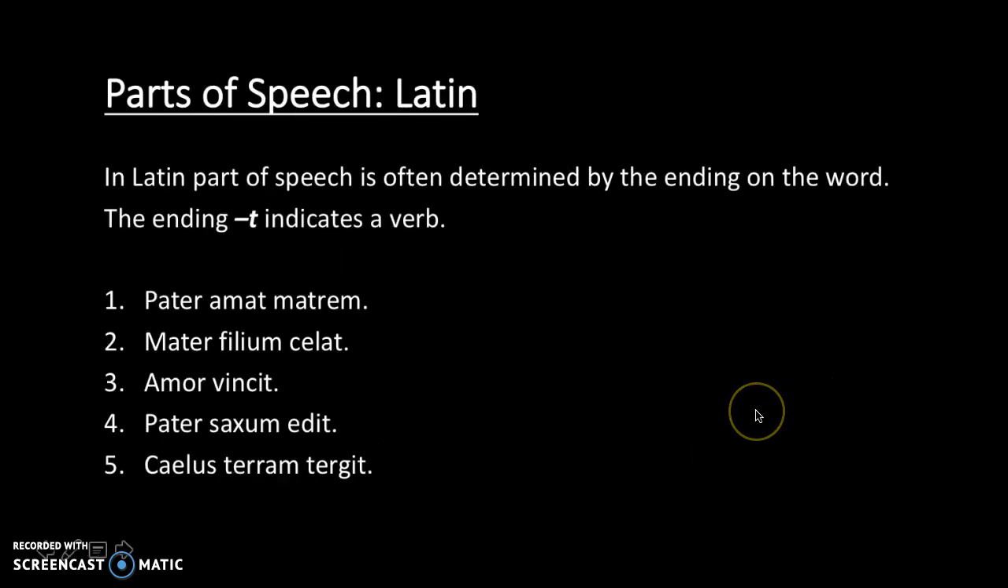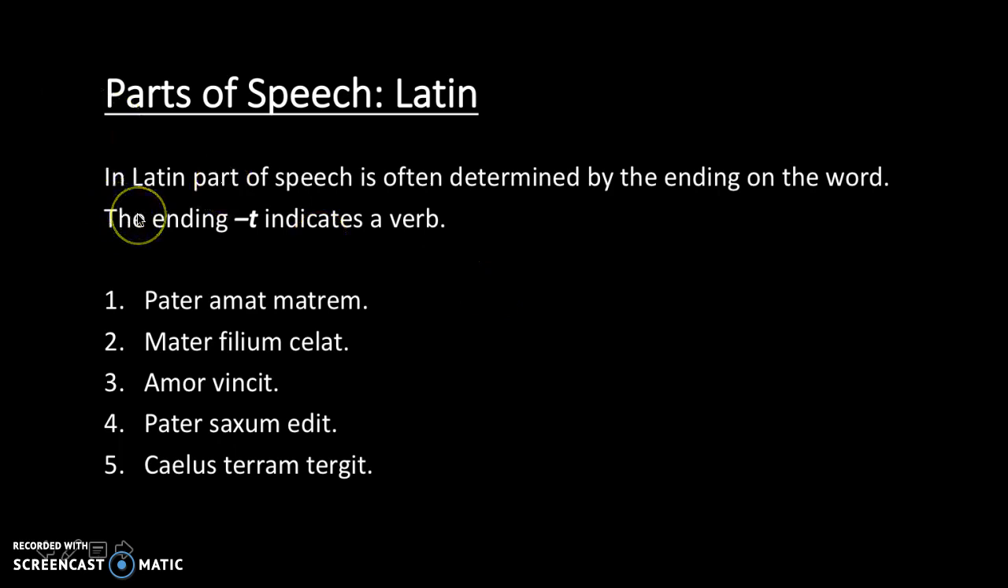Now let's look at the parts of speech in Latin. Typically the meaning is the same, but there's a great visual indicator in Latin that tells you whether or not you are looking at a noun or a verb. In the beginning, it's really simple. For right now, all of our verbs are going to end in a T. So scan these sentences and take note of which words are nouns and which words are verbs, just based on whether or not it ends in a T.